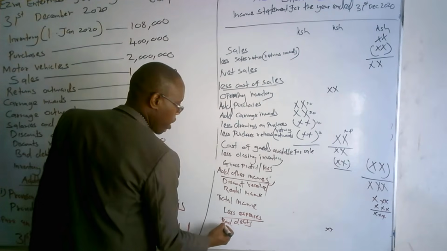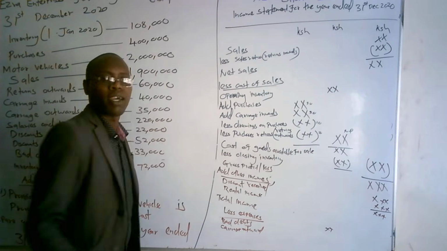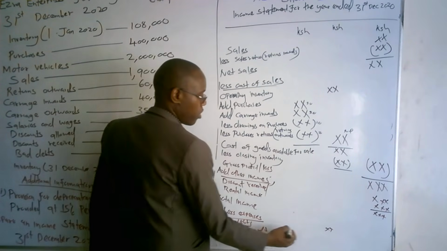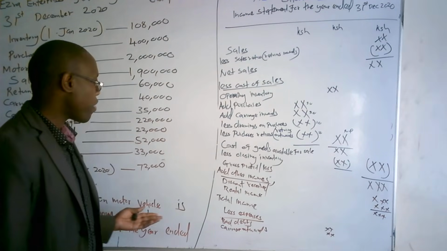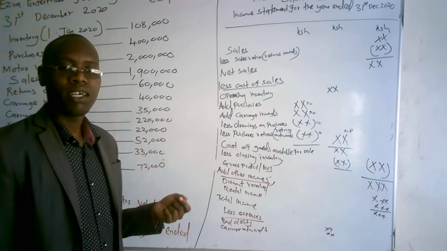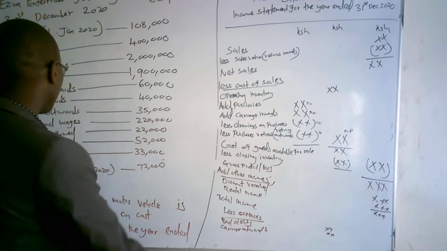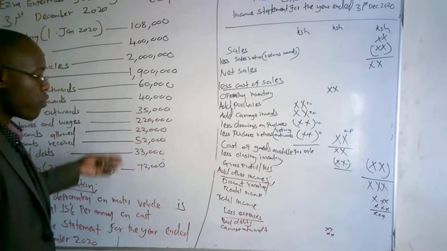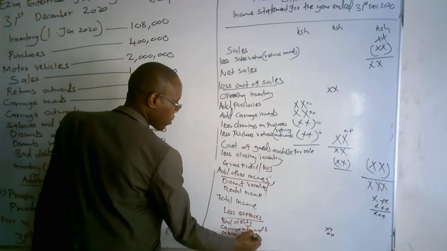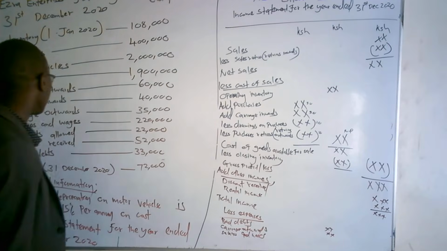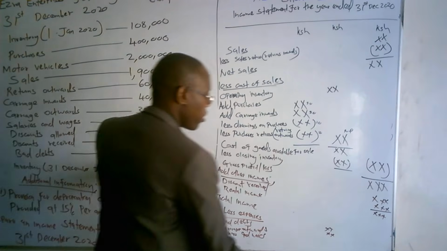So if we have carriage outwards, that carriage outwards will be here. It's going to be part of that one. We can have several expenses, like rent paid. So we are going to have the rent that was paid. Then of course we are also going to have salaries and wages. Salaries and wages are also part of the expenses, so they are going to be captured here.